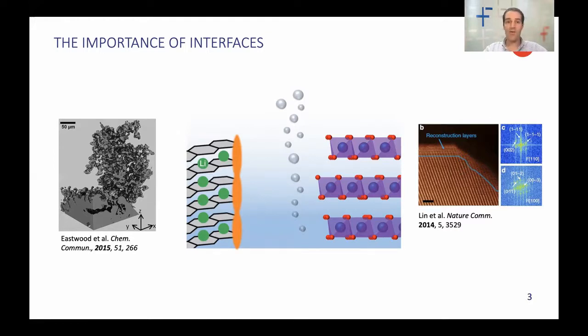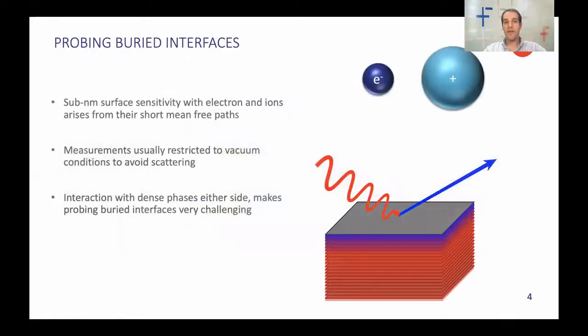Similarly, at the anode, we might have electrolyte decomposition going on to form the solid electrolyte interface, and things such as lithium plating, where we form dendrites, etc. Again, all happening within a few nanometers of this surface. So how might we go about probing interfaces?